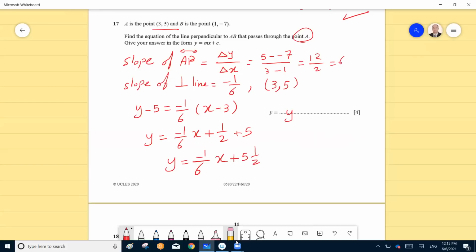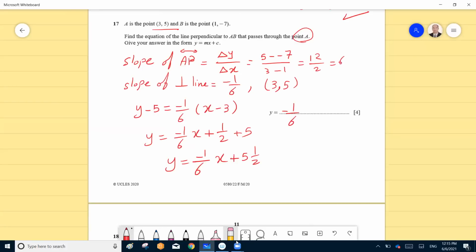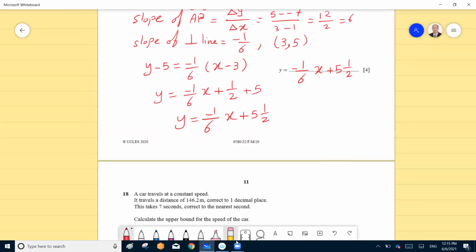So this is the equation: y equals negative 1 over 6 x plus 5 and a half. If you want to write it as an improper fraction, 11 over 2, that's okay.